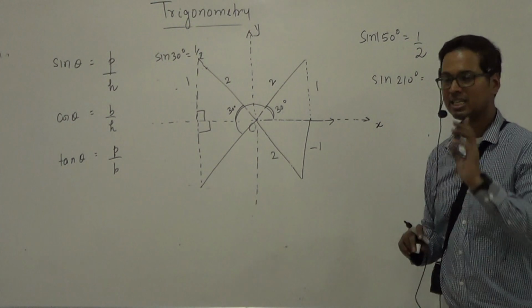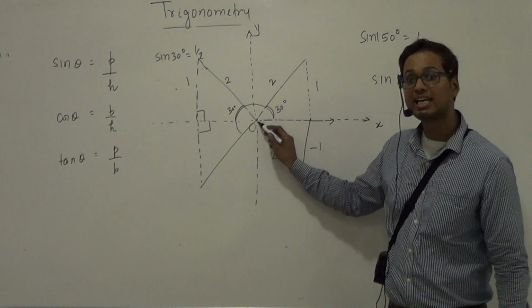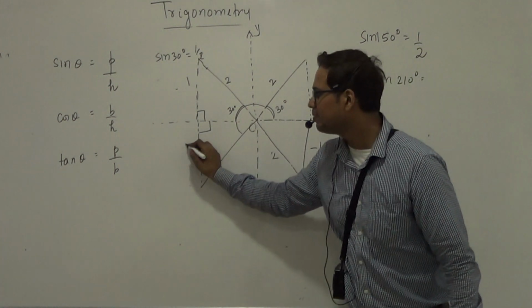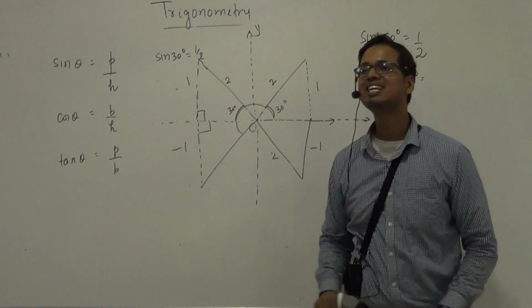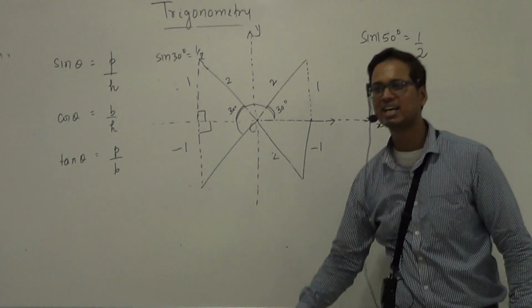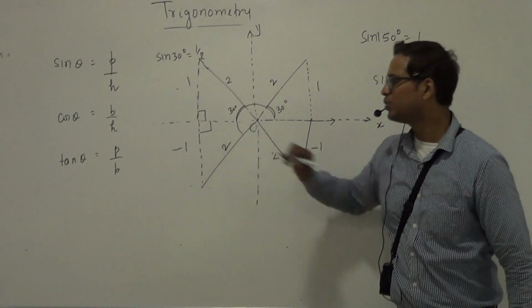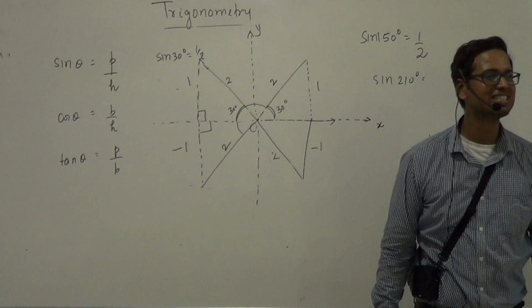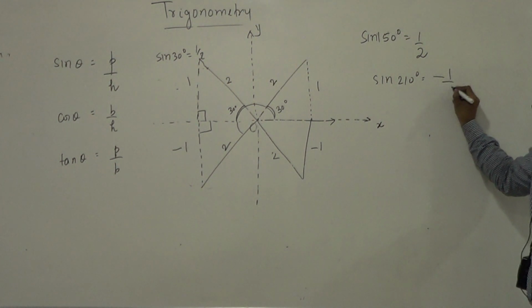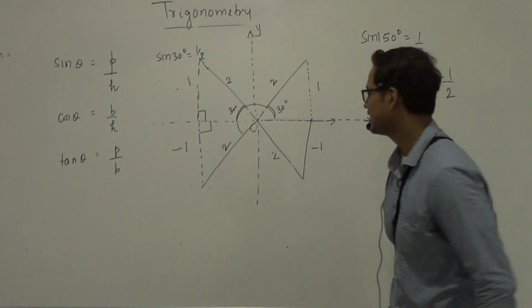Are you getting it? Now, can I say that this triangle will exactly be congruent with this triangle again? Yes. So if this is 1, this will be 1 but with a negative sign. The reason being I am measuring it below the x-axis, in the negative y direction. Right? H will still be 2. So what is my answer going to be for sine 210 degree? Minus half. Are you getting this?